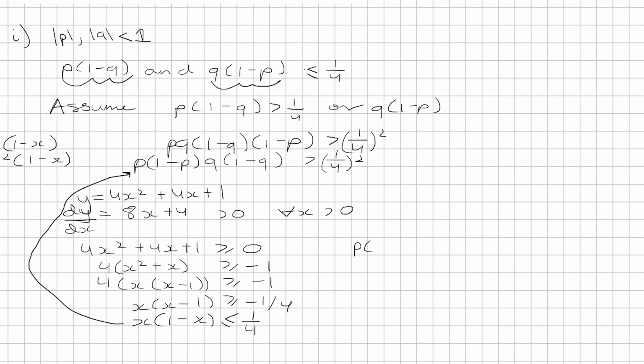Now using this we can apply it to these here. So p(1 minus p) and q(1 minus q) individually must each be less than or equal to 1/4. But in our assumption we showed that their product would be greater than 1/4 squared, so we've shown that it's both greater than 1/4 squared and less than or equal to 1/4 squared, which is a contradiction. Therefore either p multiplied by (1 minus p) is less than or equal to 1/4, or q multiplied by (1 minus q) is less than or equal to 1/4.